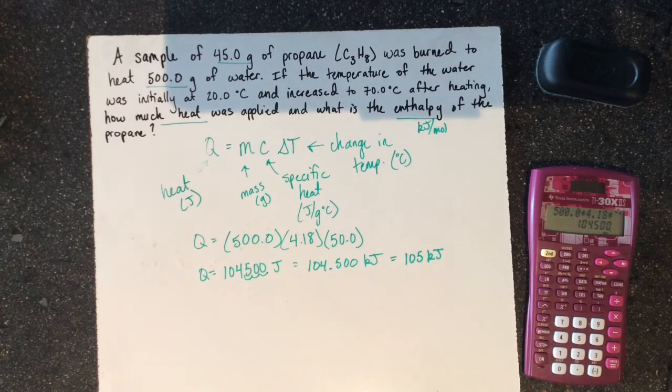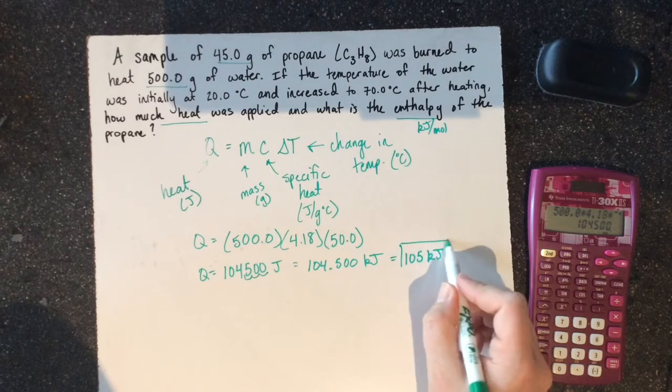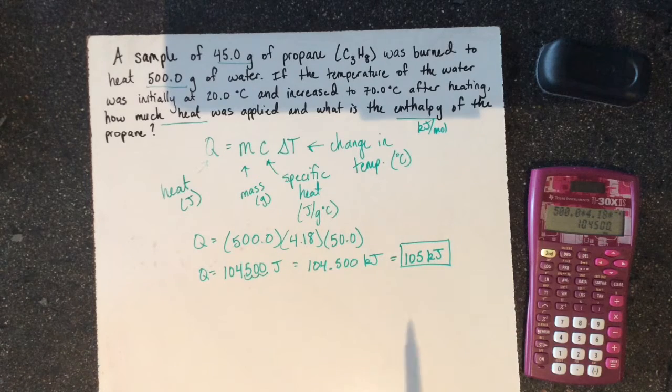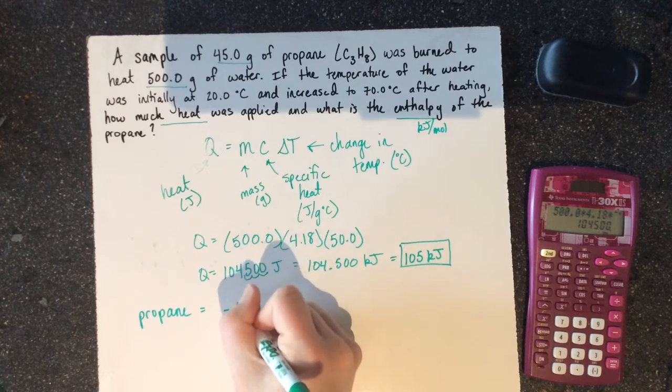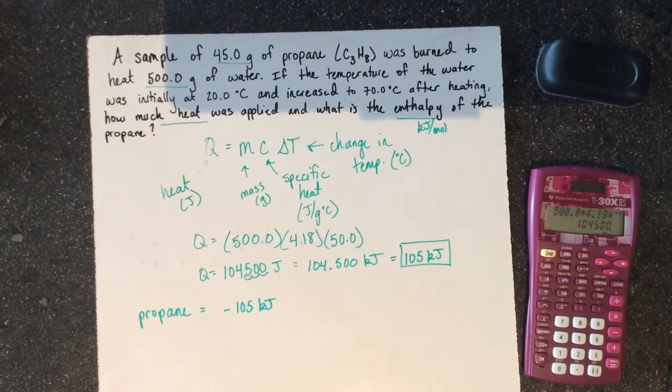Now we've answered the question of how much heat was applied. There's our answer, 105 kilojoules. Now the next question is, what is the enthalpy of the propane? To find that, we need the kilojoules per mole. Let me address one other thing. We came out with a positive 105 kilojoules. That's how much heat the water absorbed, which was how much was applied. However, since the propane was releasing all that heat as it burned, the propane has negative 105 kilojoules of heat released.